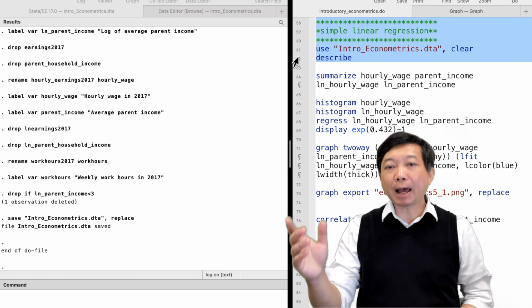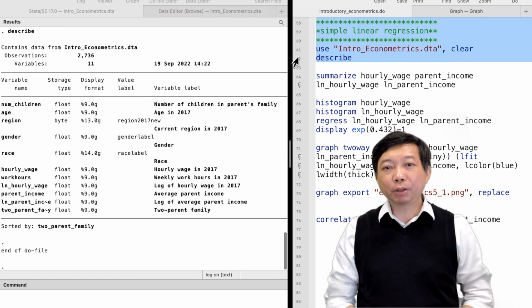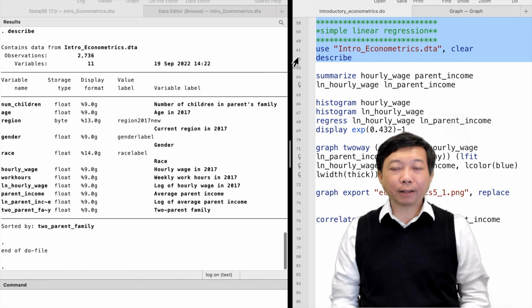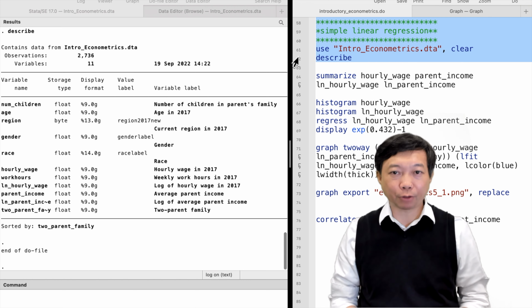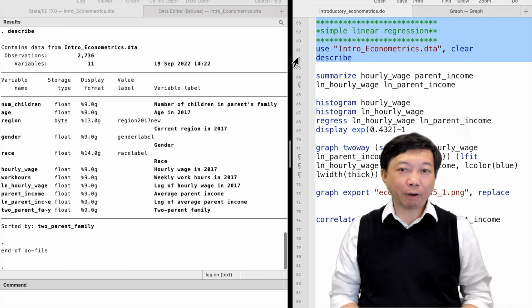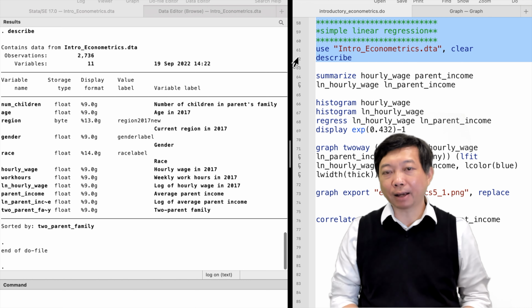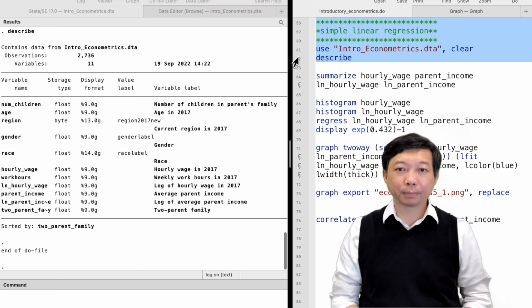Let's look at an example of the simple linear regression model. I'm interested in how parents' income affects their children's future earnings. I collected adult children's hourly wages in 2017 and their parents' average annual income during their childhood. The explanatory variable is the parents' average annual income, and the outcome variable is their children's hourly wages after they grow up. You can download this dataset from the link below.